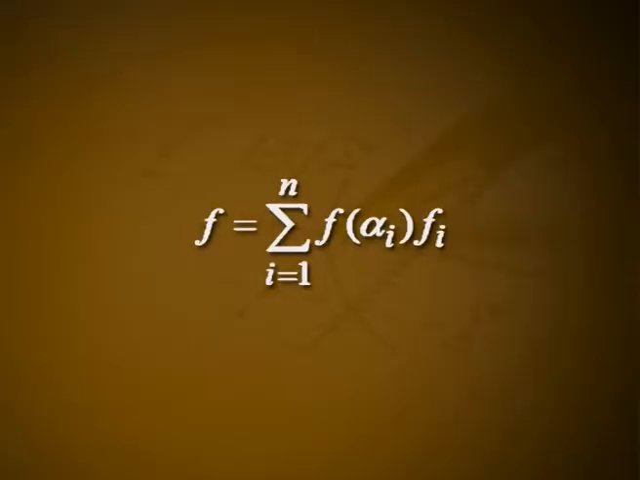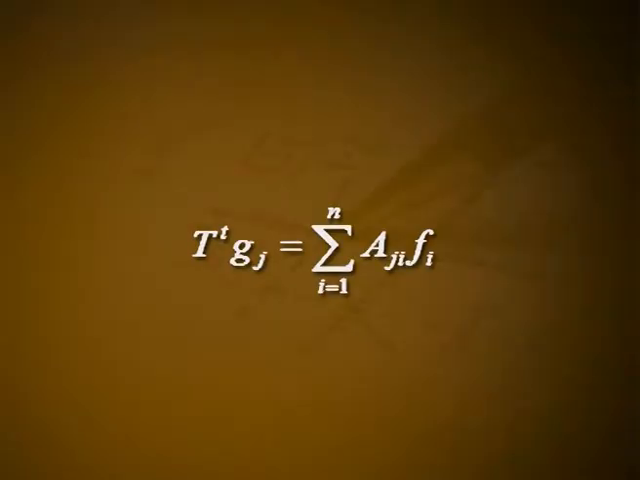For any linear functional f on V, f equals Σ_{i=1}^{n} f of α_i into f_i. If we apply this formula to the functional f equal to T^t g_j and use the fact that T^t g_j of α_i equals a_{ji}, we obtain T^t g_j equals Σ_{i=1}^{n} a_{ji} into f_i, from which it immediately follows that b_{ij} equals a_{ji}.